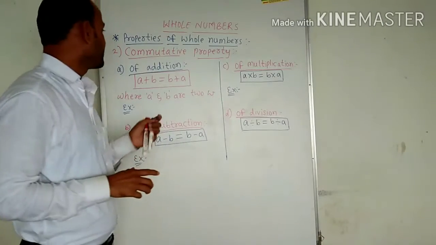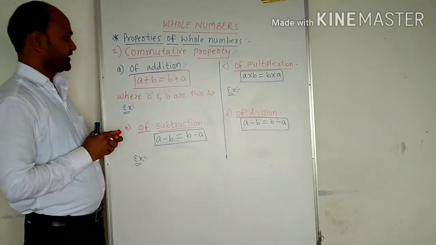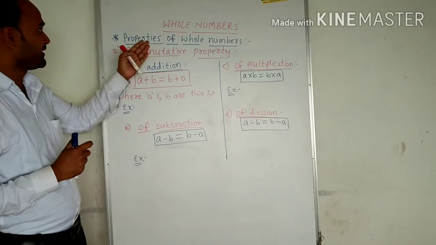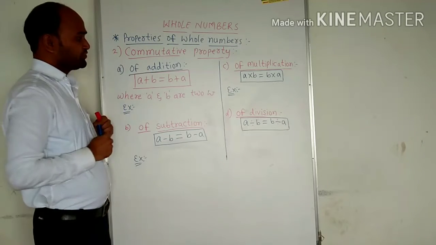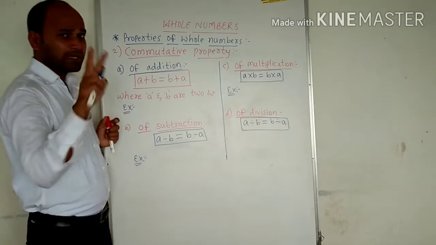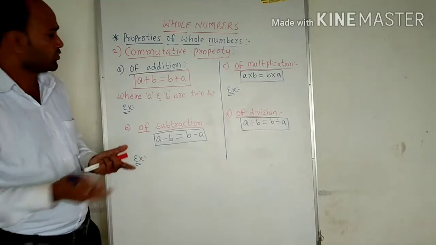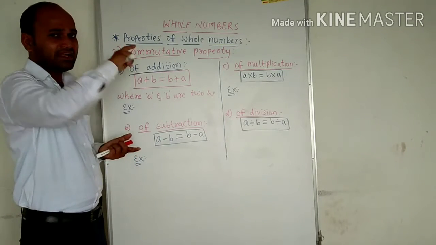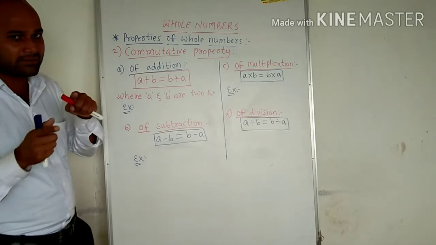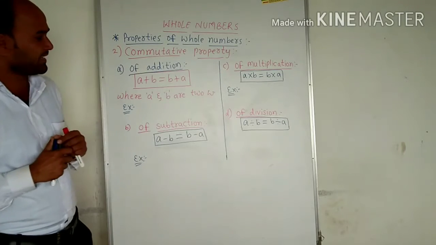Next property is the commutative property. The commutative property of whole numbers. The commutative property of addition says that two numbers can be arranged, or can be added, in any order, and you will get the same answer.